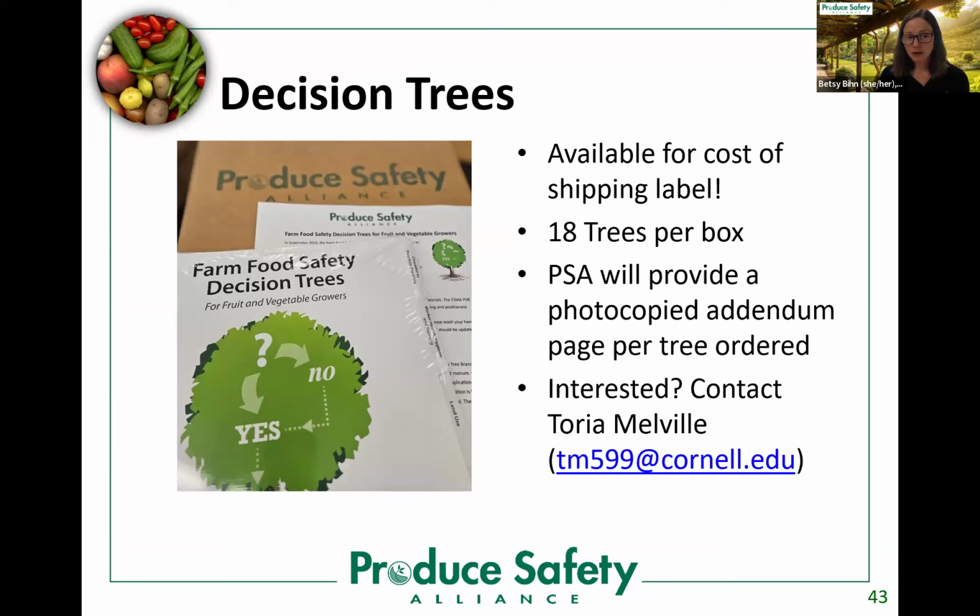With that, I want to let you know that we are trying to offload decision trees. I found a bunch in the warehouse. If you want them, these are paper versions. Because of the changes we've seen, we do have an addendum sheet that goes with them if you want to use them with growers. They're great for growers who are new to produce safety, right? It's a great way to move them into it slowly so that it's not overwhelming. If you want them, let us know. Contact Toria at her email right there. We'll get boxes of them sent to you for the cost of a shipping label.